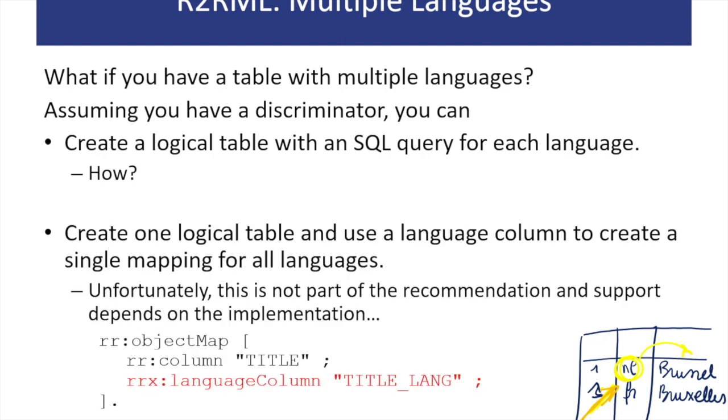Another approach would have been to create one logical table and use the language column to create a single mapping for all languages. However, that is not part of the recommendation, and support for it depends on the implementation. So there is an extension, if I'm not mistaken, proposed by Catherine Faron-Sucker and her PhD student, that allows for that. So you can state the language column is provided here. Now, unless you use one of these extensions, you cannot avail of this functionality. But another problem with an extension is that you then create mappings that are beyond the standard scope, so they become less interoperable.